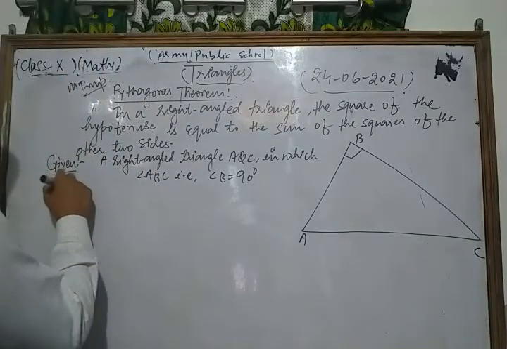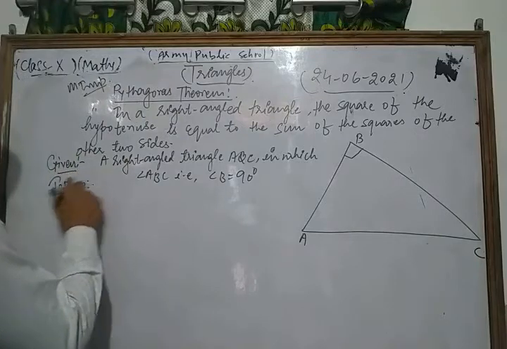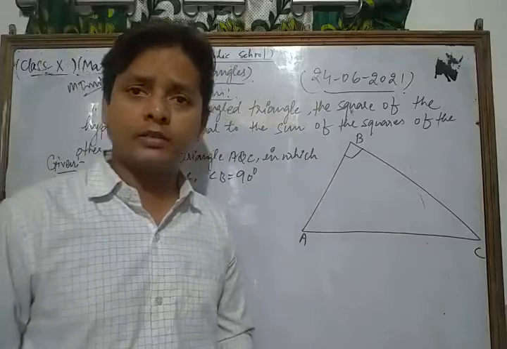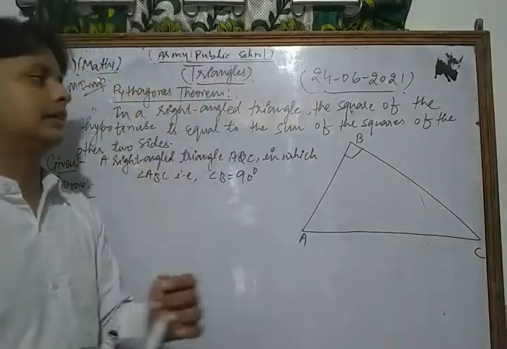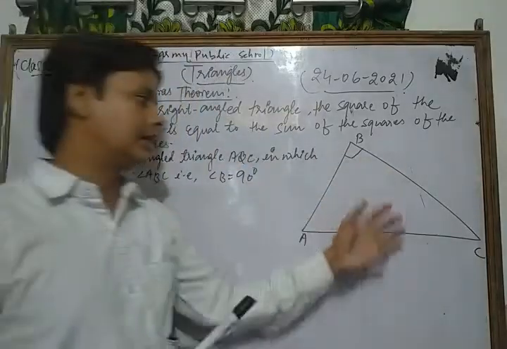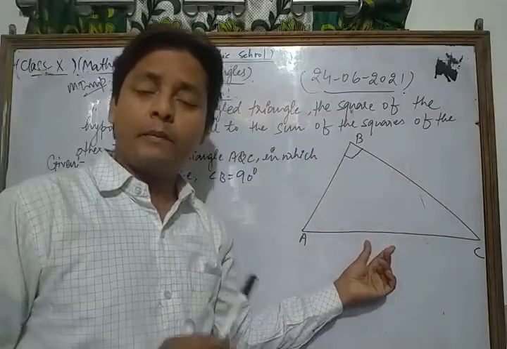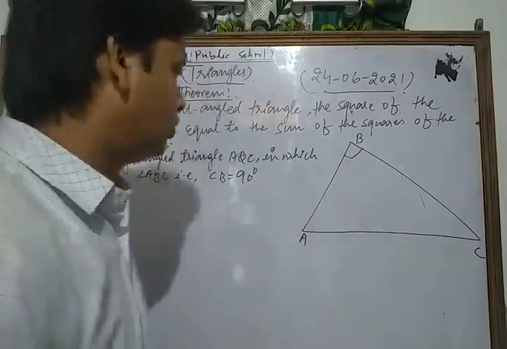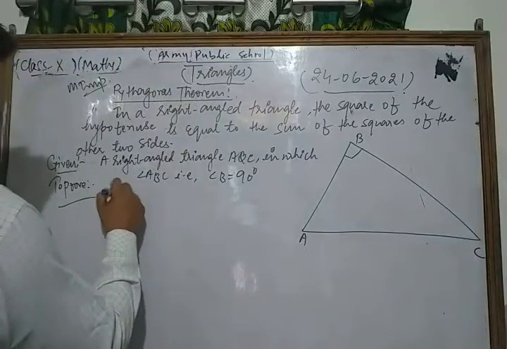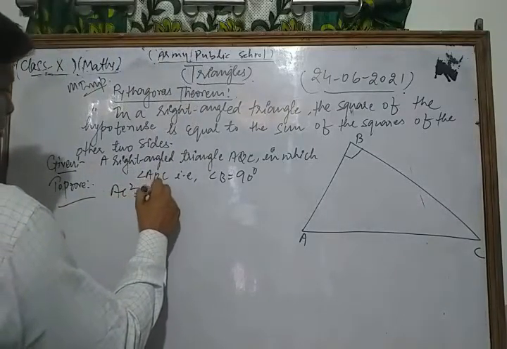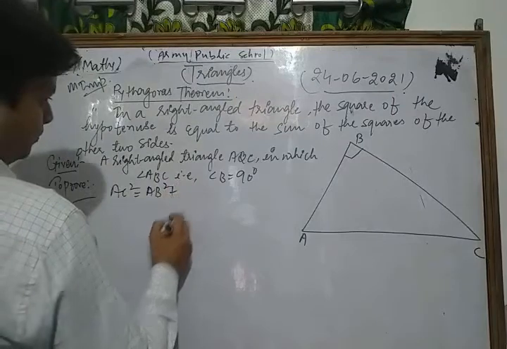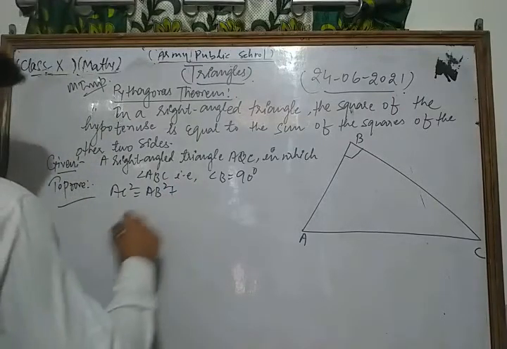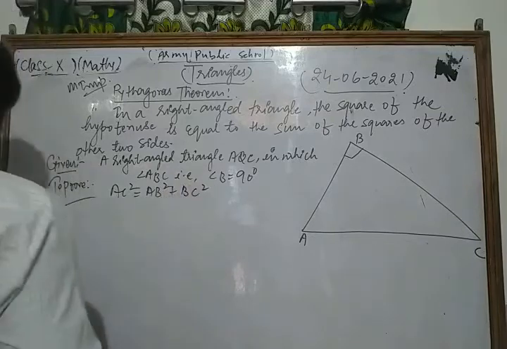To prove: we have to show that the square of the hypotenuse. In that triangle the hypotenuse is AC, because the side opposite to the right angle is always the hypotenuse. So to prove: AC square is equal to AB square plus BC square.